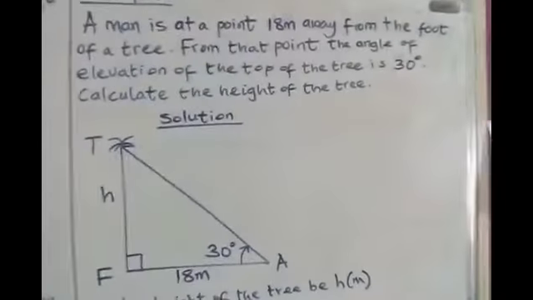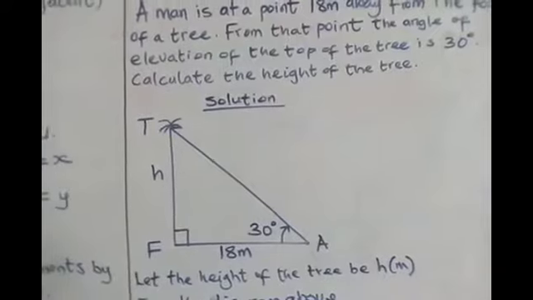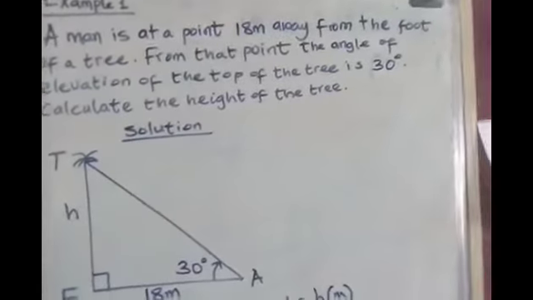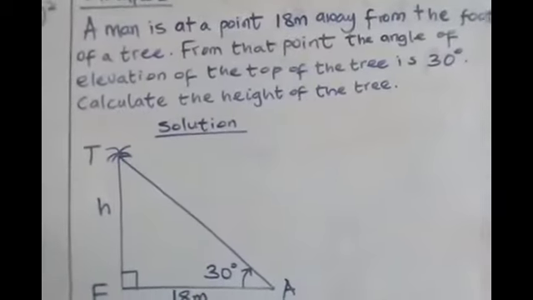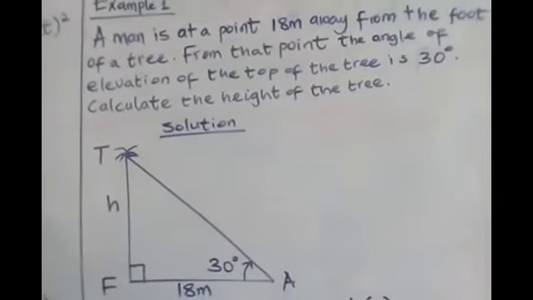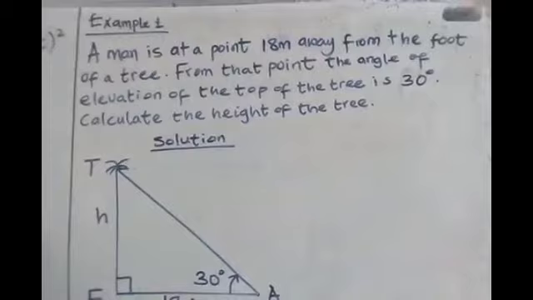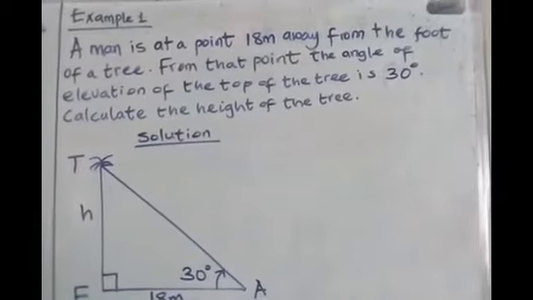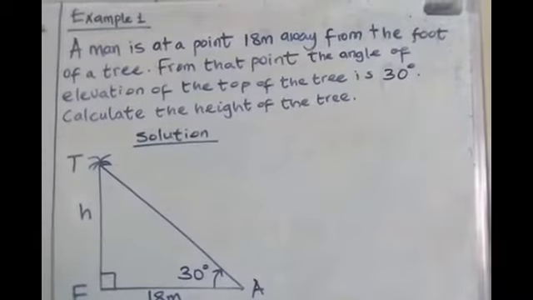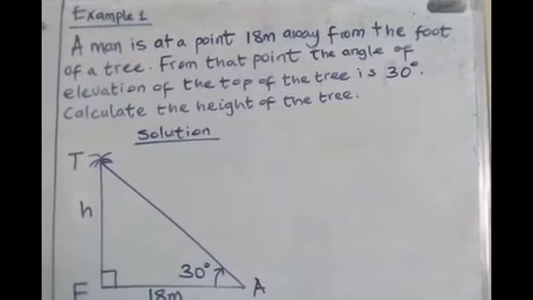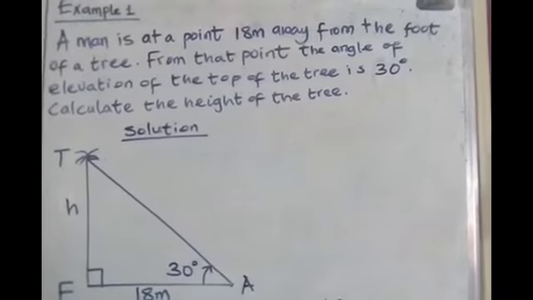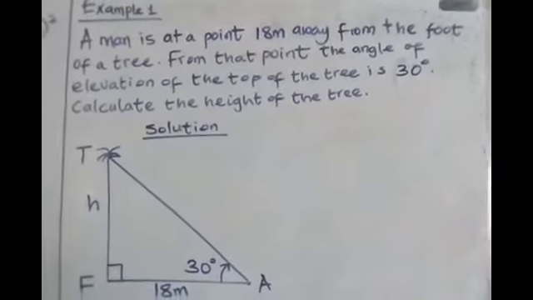Now, we are going to be using all these formulas to solve questions in angle of elevation and depression. The choice of the formula to be used will depend largely on the question being supplied. So here, example 1: a man is at a point 18 meters away from the foot of a tree. From that point, the angle of elevation of the top of the tree is 30 degrees. Calculate the height of the tree.